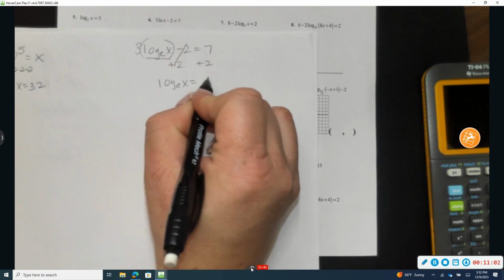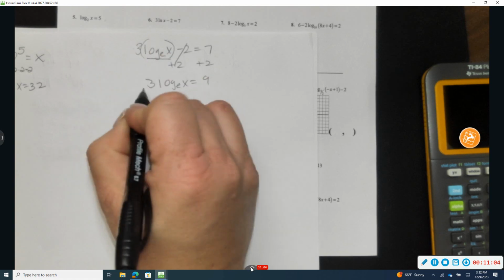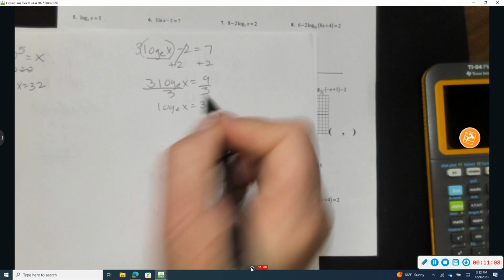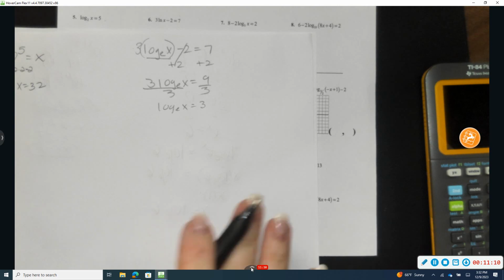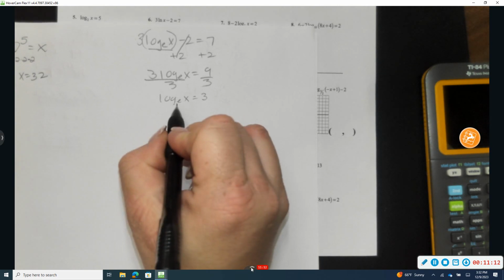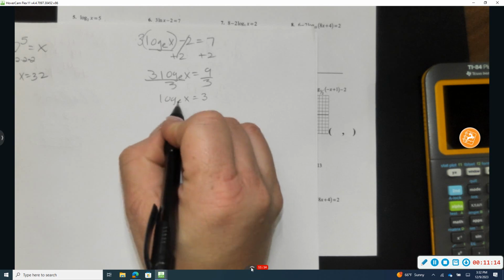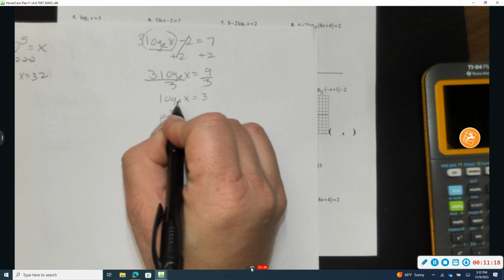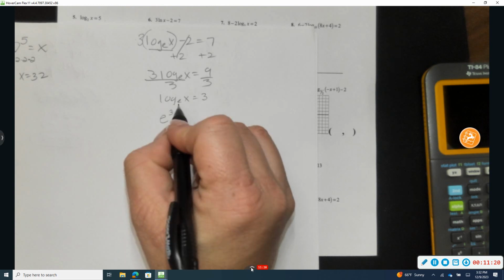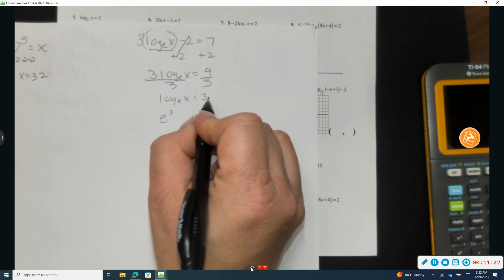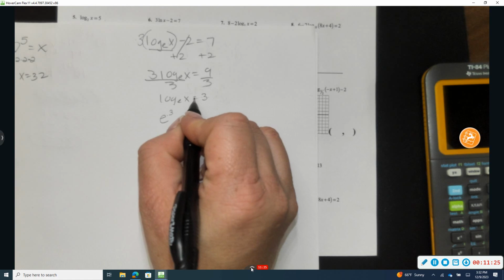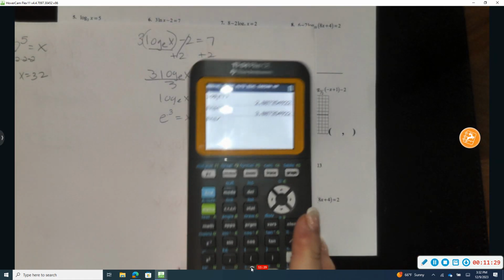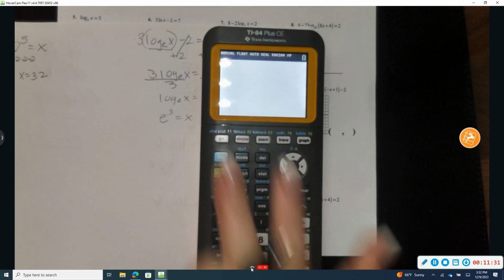Log base e of x equals 9. Then I take and divide both sides by 3. Log base e of x equals 3. And now I can change this into exponential form. I take the base, which is, sorry, I take the base, which is e, Euler's number. I raise it to the value on the opposite side, which is 3. And I come back equals x. Well, I don't know what e to the third is, so we're going to go second.